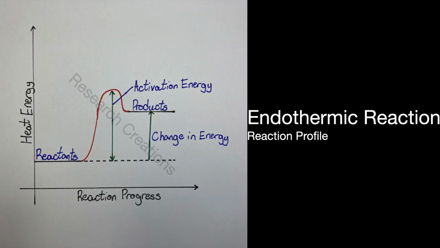Now moving on to the reaction profile, the double arrow is the activation energy, and the upwards arrow represents the change in energy. Here, you can see that the change in energy is the difference between the reactant and product energies.